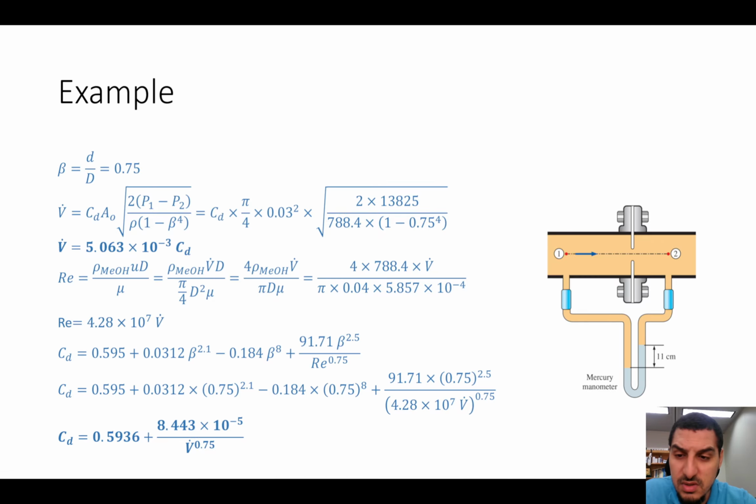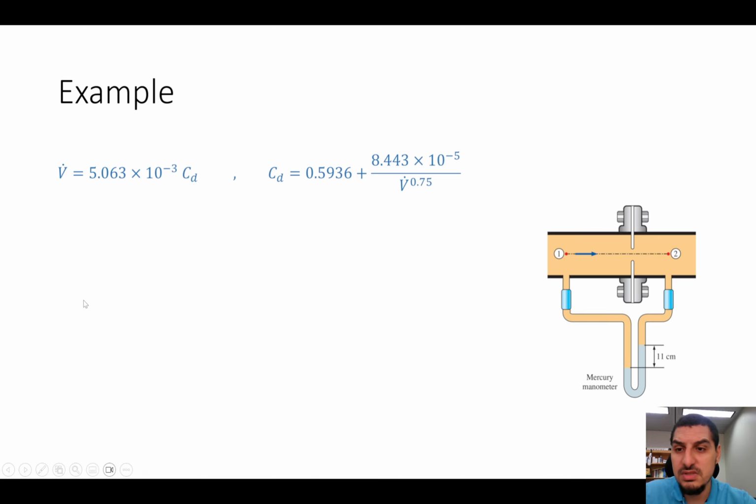So the equations are now ready. We have two equations: one that has V dot as a function of CD, and one with CD as a function of V dot. So there are two equations and two unknowns. In the textbook, the solution was by trial and error. They assumed a value of CD, calculated V dot, substituted here to recalculate CD, and kept doing this many times until the value is constant and not changing.